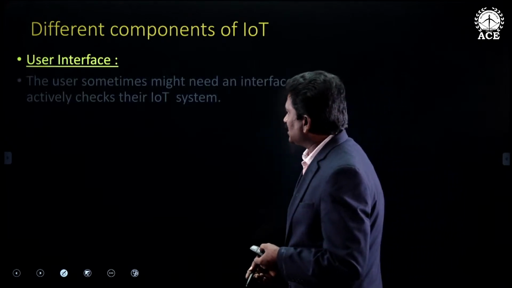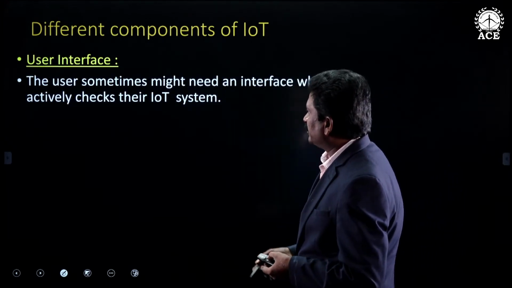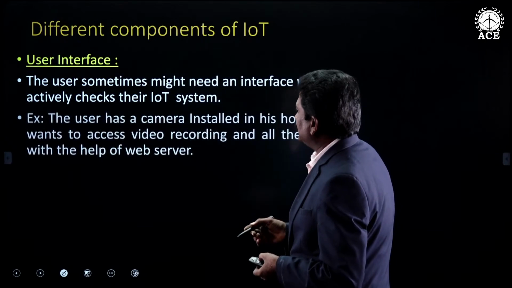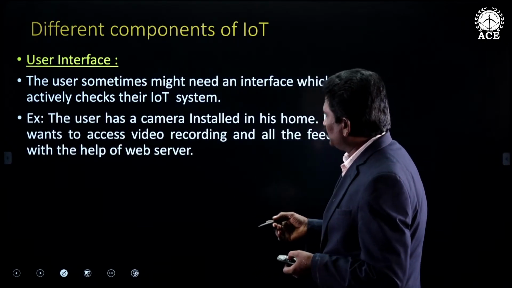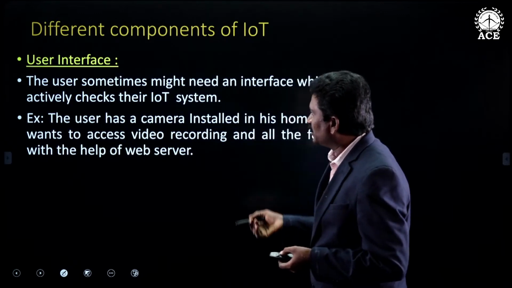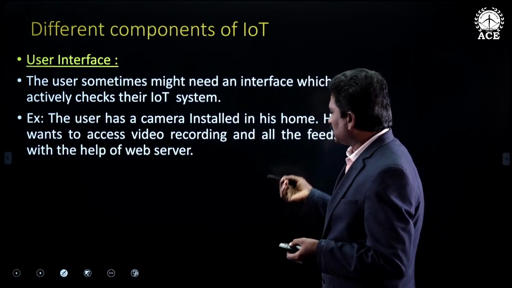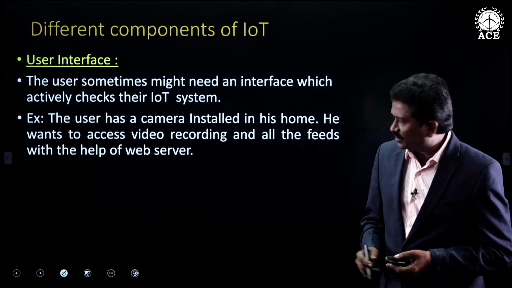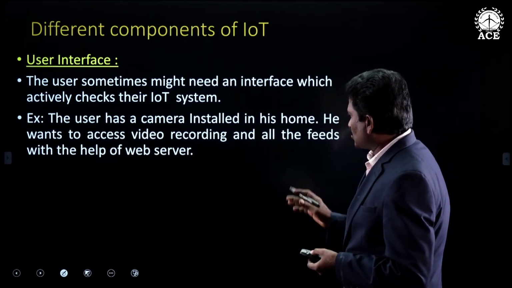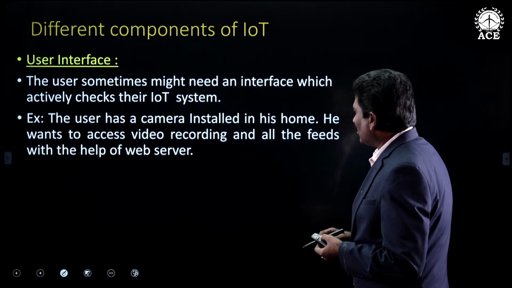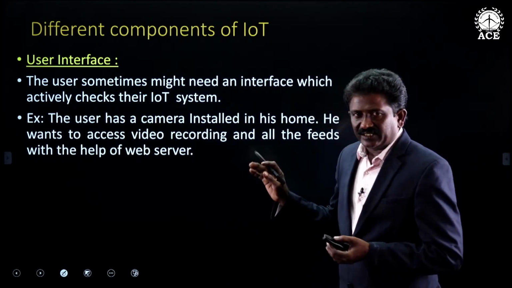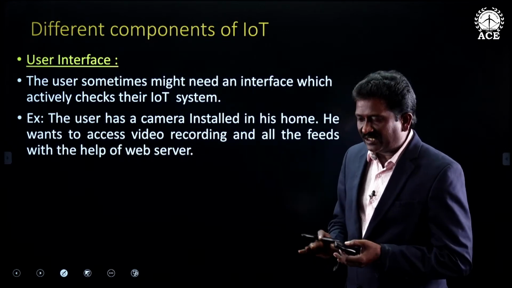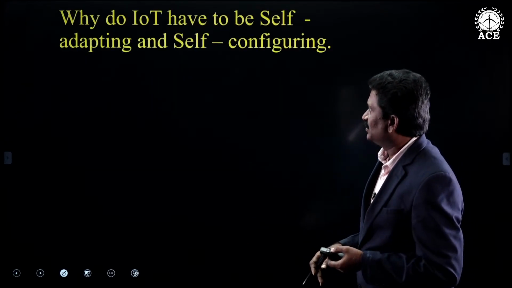User interface is also one of the important factors. Users sometimes might need an interface which checks their IoT systems. For example, suppose a camera. Suppose one person wants to access video recordings and all the feeds with the help of a web server. So now you should take the help of the camera. That means using the camera you can record such things also.